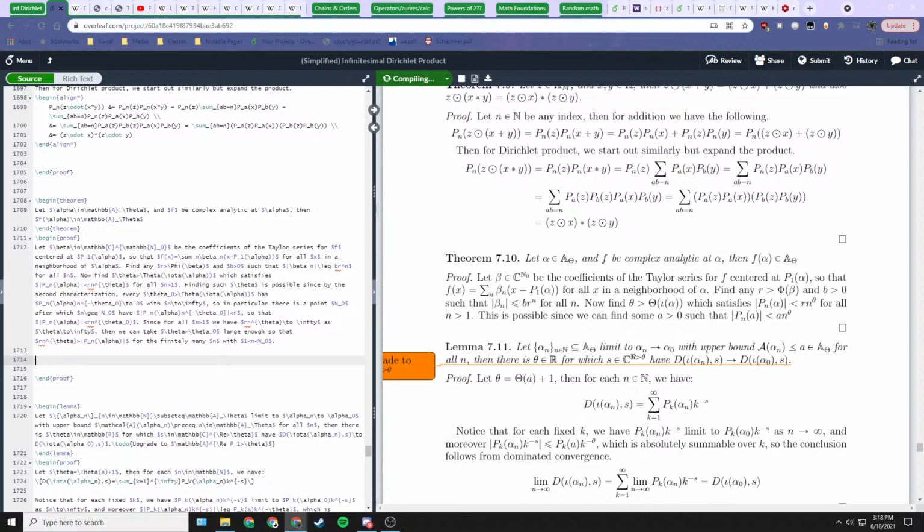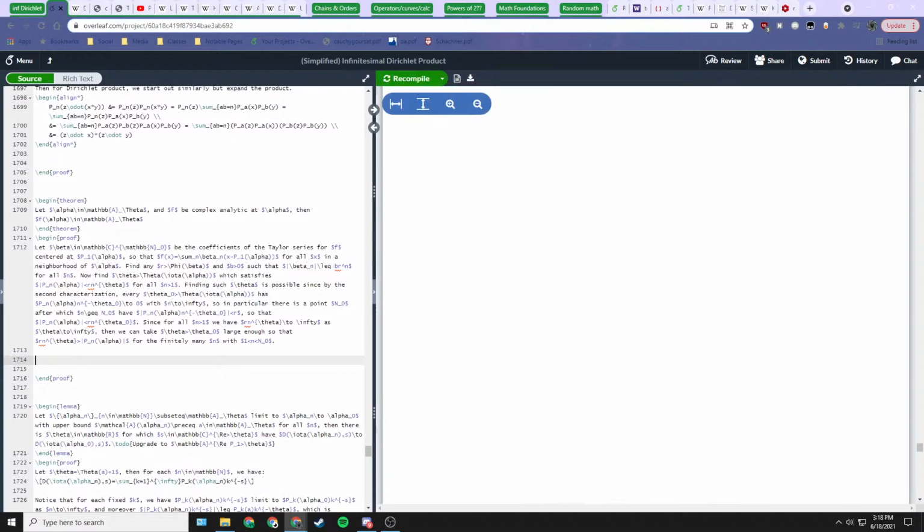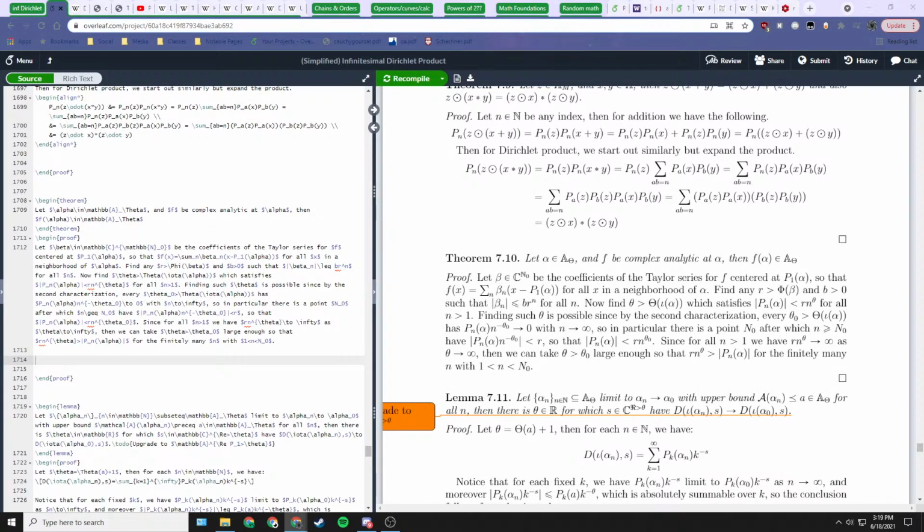Okay, so what we're saying is, we're going to take these coefficients for the Taylor series. We're going to find an R greater than capital Phi beta, and then any bounding coefficient. This B doesn't matter. The R is important. The B is just the bounding coefficient. So absolute value beta less than or equal to B R^n for all n.